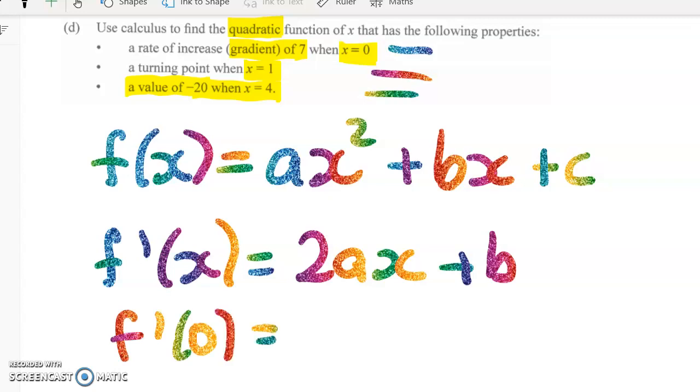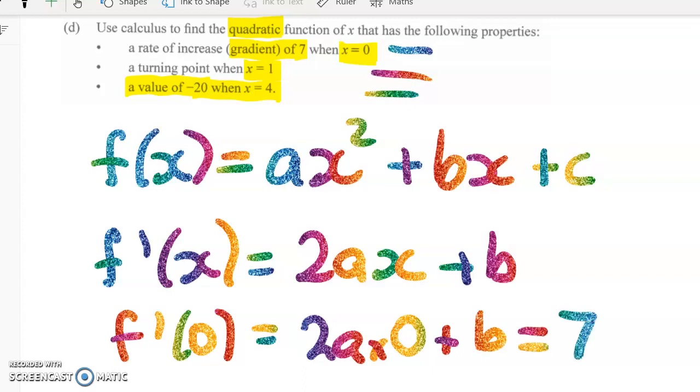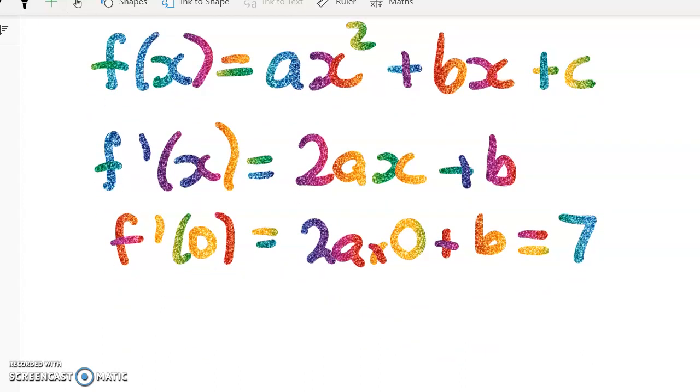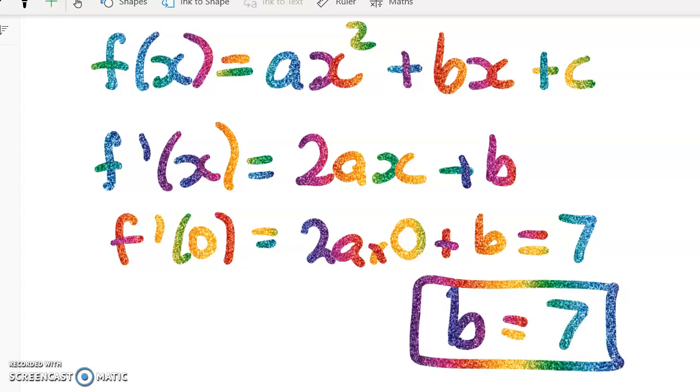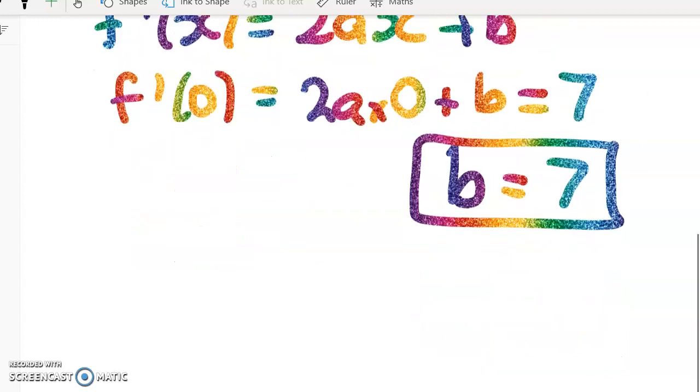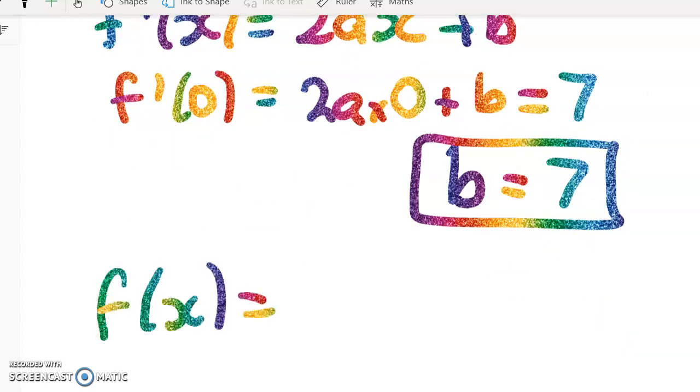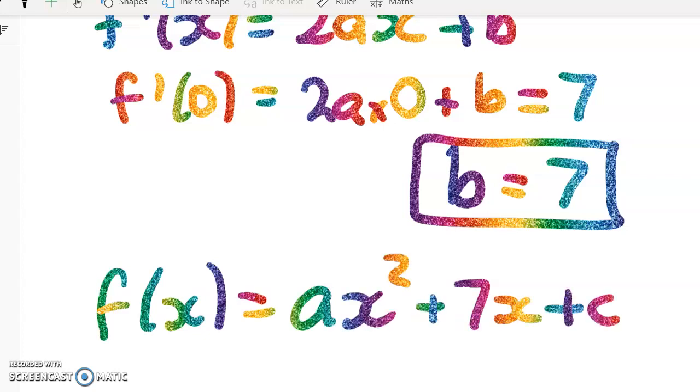And now we know that when x equals 0, the gradient is 7. So substituting 0 in here gives me 2a times 0 plus b. Is that right? I think that's right. And that equals 7. So f dash of 0 is 7, and that gives me b straight away. So that's good. We can put that into our function and keep on going. So f of x is equal to ax squared plus 7x plus c.